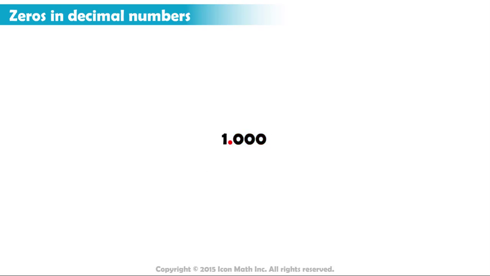But if we replace the last 0 with a digit, such as 9, then the 2 zeros in the tenths and hundredths places become placeholders. And what would 9 represent? It would represent the thousandths place, so its value would be 9 thousandths. And the complete number will be read as 1 and 9 thousandths.